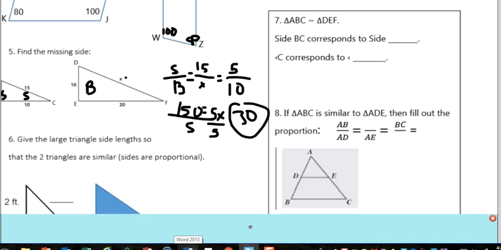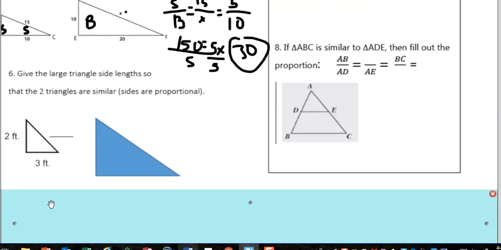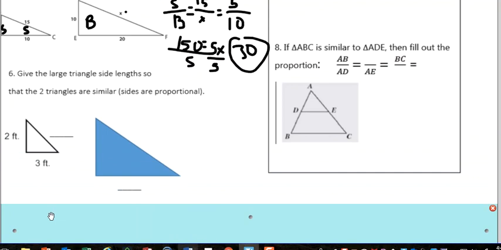Okay, number 6. This one's a little bit tricky, actually. Not tricky, but you just have to listen, and then it'll totally make sense. So it asks you to give the large triangle side length so that the 2 triangles are similar. And remember, sides are proportional. So we have to give this triangle a side length and a base that would make it proportional to this. So if you think about it, we've got the height over the base.